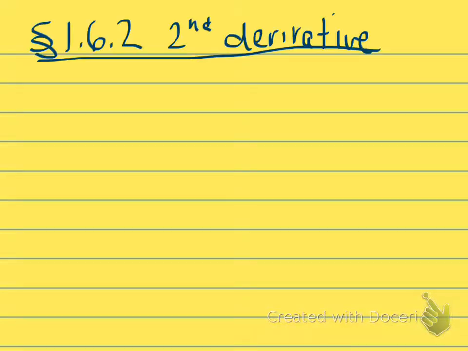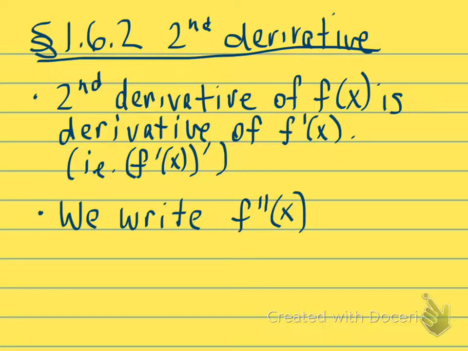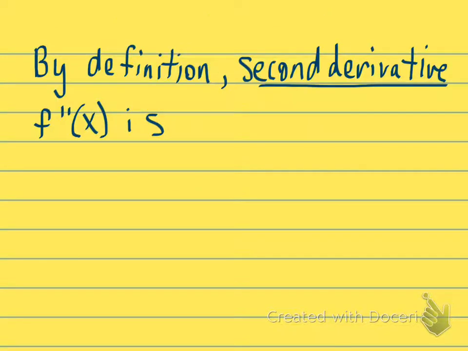This is the second video in section 1.6, the second derivative, wherein we will actually talk about the second derivative. So the second derivative of f of x is just the derivative of the derivative. In other words, it's f prime prime. And the notation that we use for the second derivative is f with two primes, or we'd say f double prime of x. So that's the second derivative, the derivative of the first derivative.